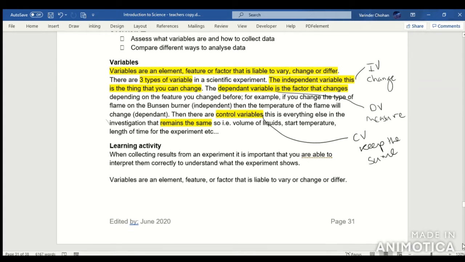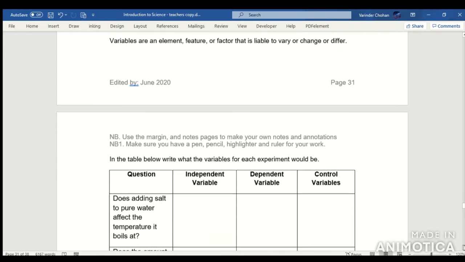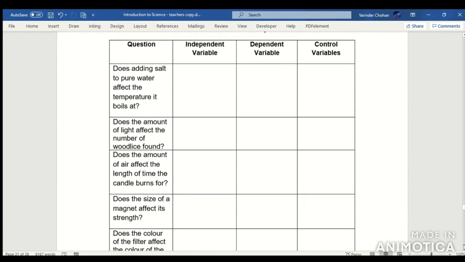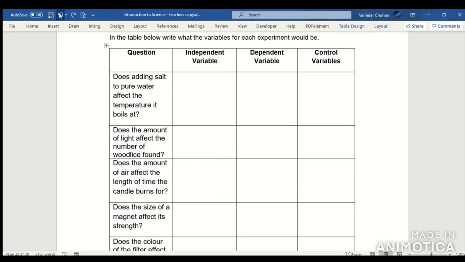Learning activity. In this learning activity we're going to look at some practicals and you're going to try and identify the independent variable, the dependent variable and the control variables. Pause the video and have a go. Does adding salt to pure water affect the temperature it boils at? The independent variable is the mass of salt. The dependent variable is the boiling temperature, and control variables can include volume of water, type of salt, equipment.